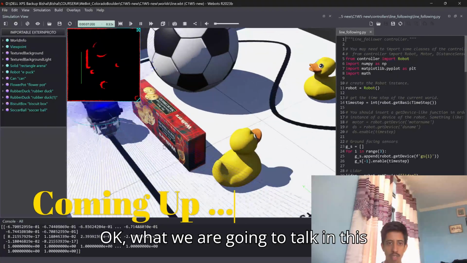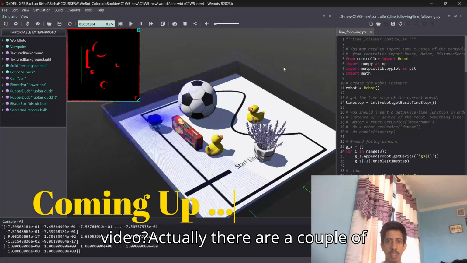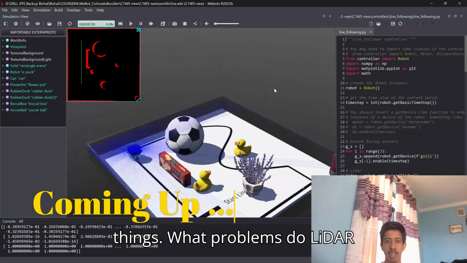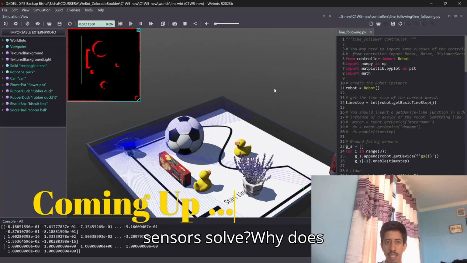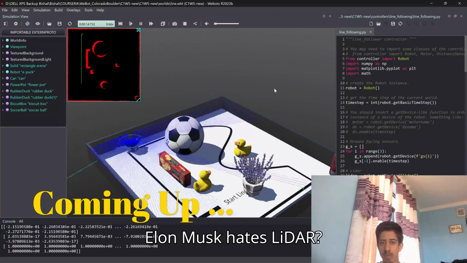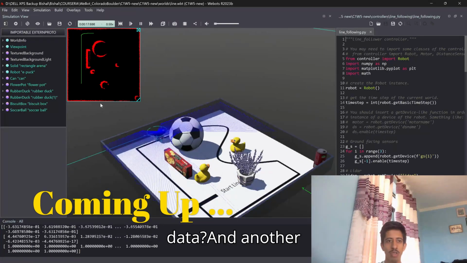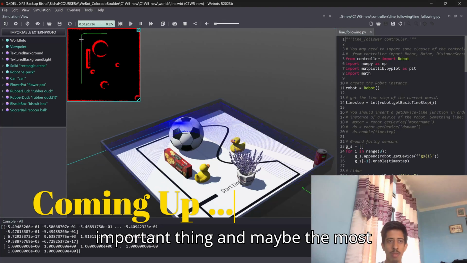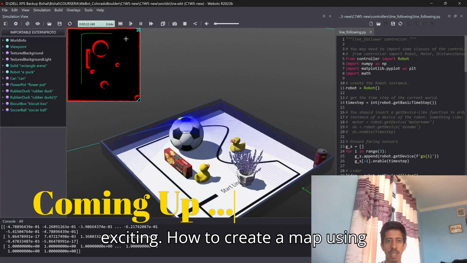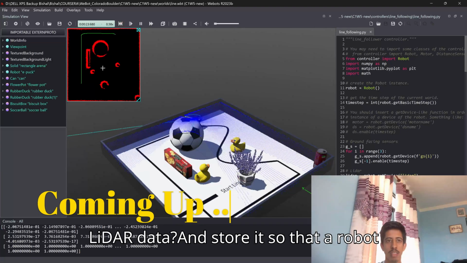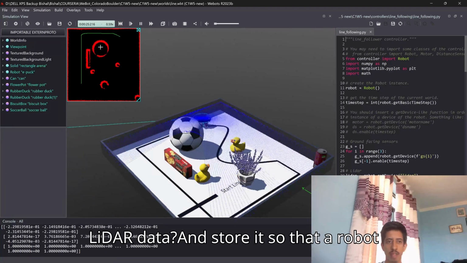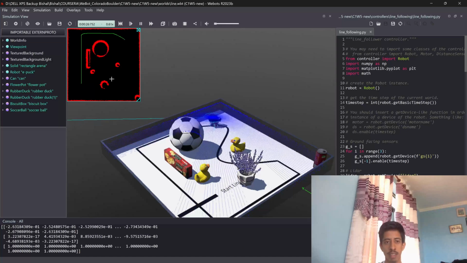Okay, what are we going to talk about in this video? Actually, there are a couple of things. What problems do LiDAR sensors solve? Why does Elon Musk hate LiDAR? How does LiDAR actually work and collect the data? And another important thing, and maybe the most exciting: how to create a map using LiDAR data and store it so that a robot can use it later.